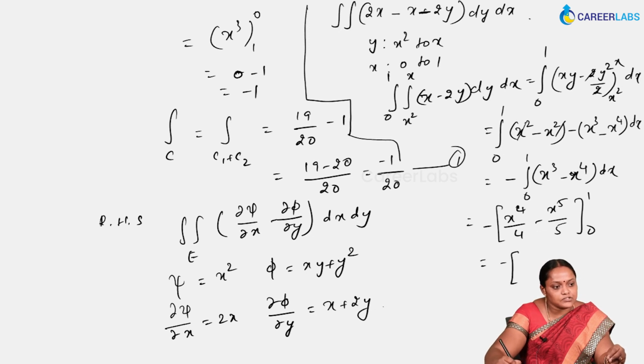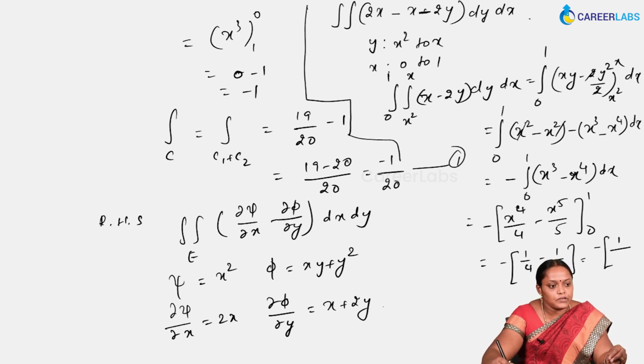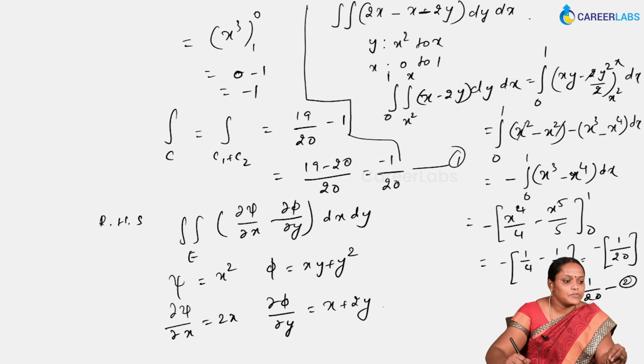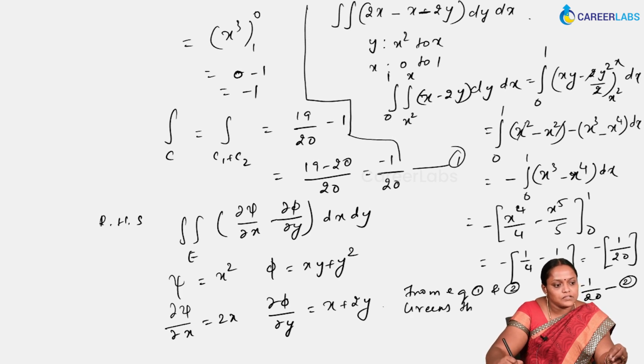So, this is minus of 1 by 4 minus 1 by 5, which is equivalent to 5 minus 4, that is minus of 5 minus 4 will be 1 divided by 20. So, this is nothing but minus 1 by 20. So, this is equation number 2. So, from equations 1 and 2, we could conclude that the Green's theorem is verified.